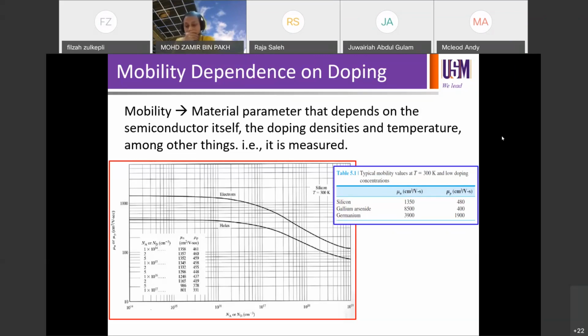What is concentration gradient? What do you understand by concentration gradient? Any ideas? Okay, concentration gradient is related to movement of carriers, in this case, from high concentration region to low concentration region. So that means if you have two regions of different concentration, we're going to have different concentration gradient.